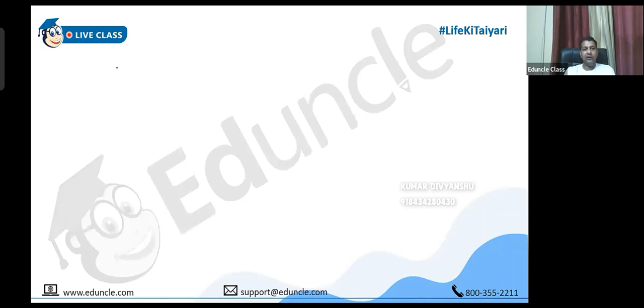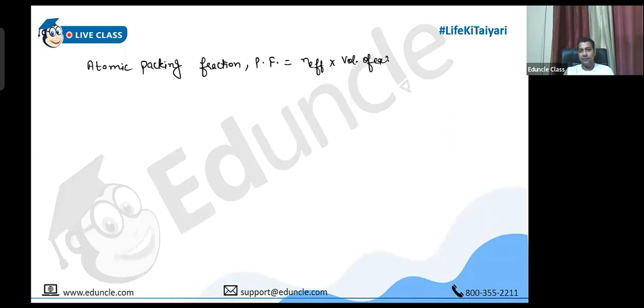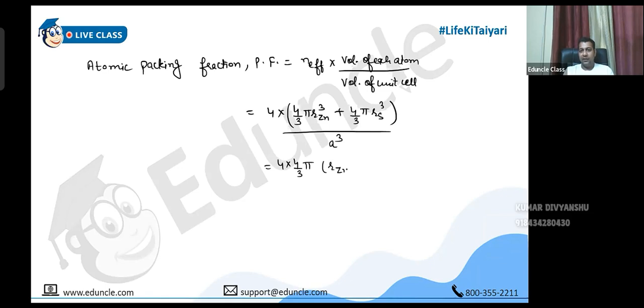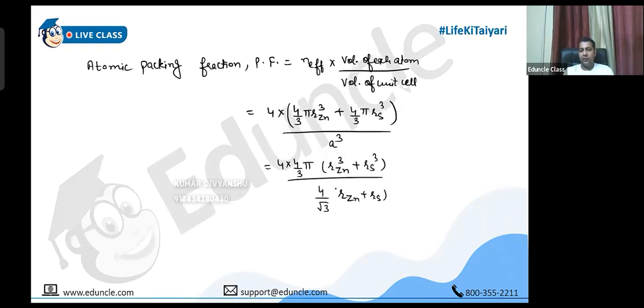Now moving towards the atomic packing fraction part. It will be a little bit similar to that of sodium chloride, but that constant factor will be different. In that case, it was 2 pi by 3, and here it is going to be somewhat different. So N effective into volume of each atom divided by volume of unit cell. There are 4 atoms of each kind, so it will be 4 into 4 by 3 pi r zinc cube plus r sulfur cube by a cube, where a is 4 by root 3 times r zinc plus r sulfur, whole cube.